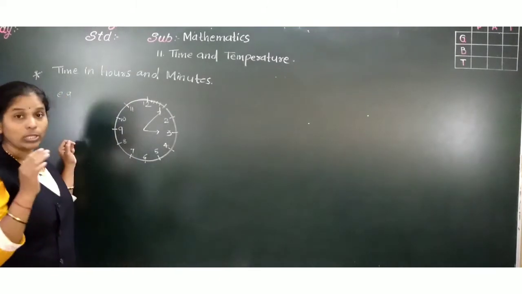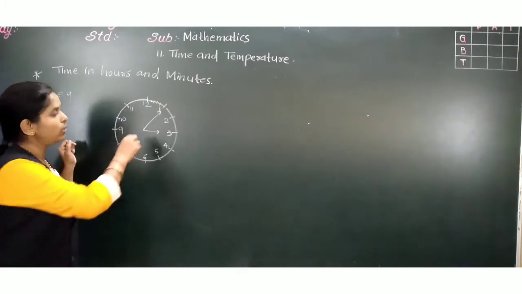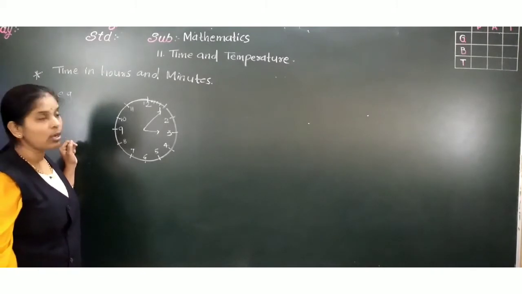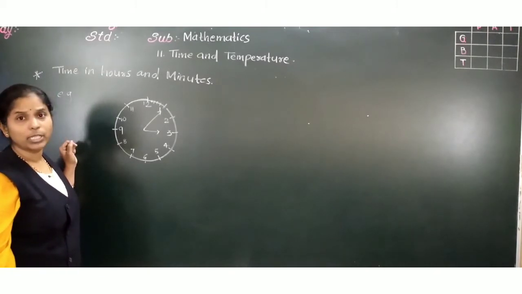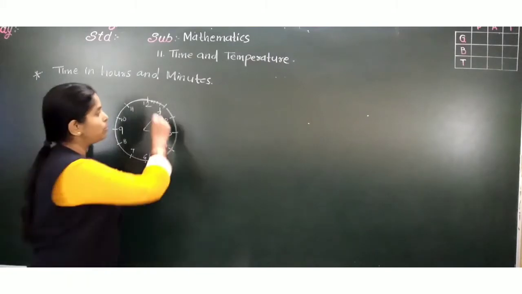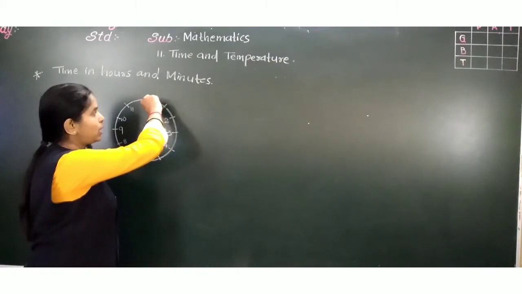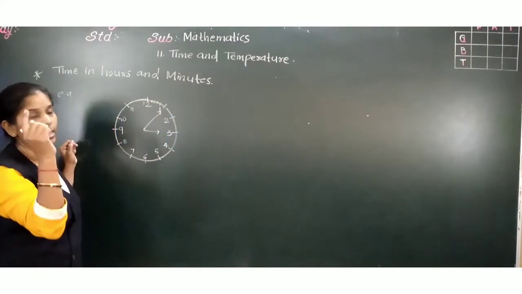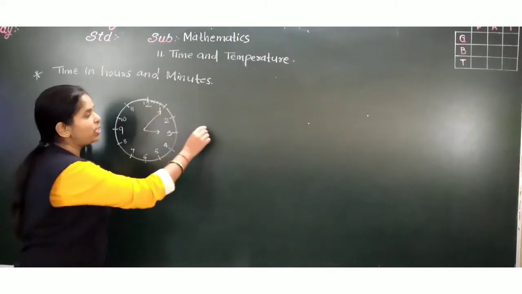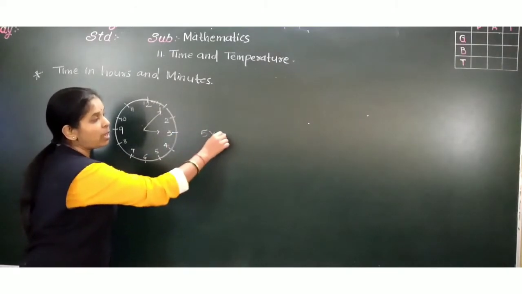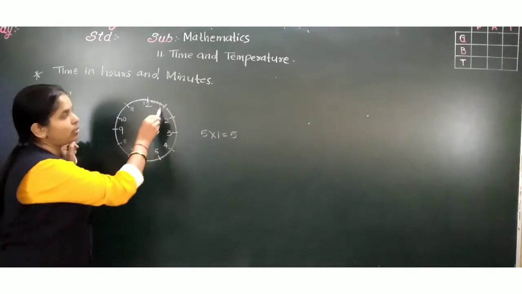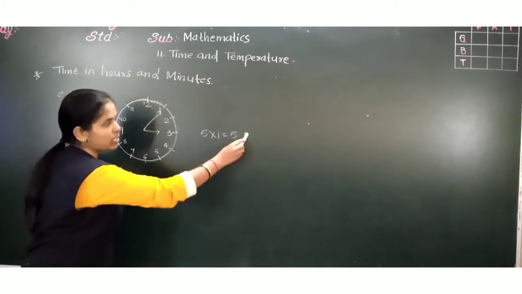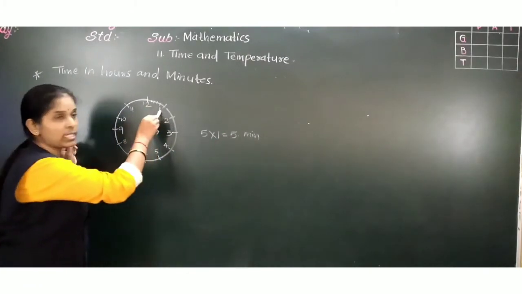Now about the timing, look at the long hand, that is the minute hand. It is at 1. So 1 means how many minutes over? As I said, there is a gap of 5, correct? 5 small divisions are there. One line represents 1 minute. So if it is on 1, how to find out the minutes? Multiply it by 5. When the long hand is on 1, it becomes 5 minutes. We have to multiply this number by 5.